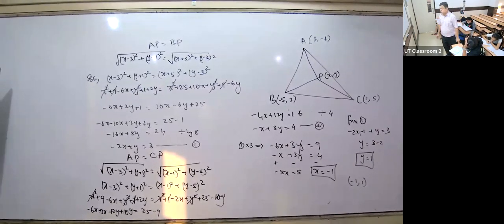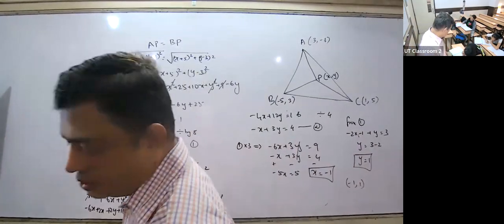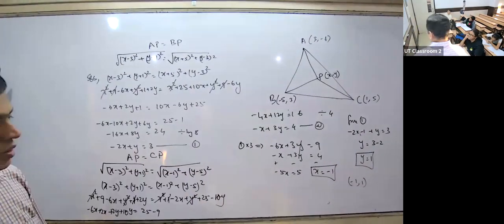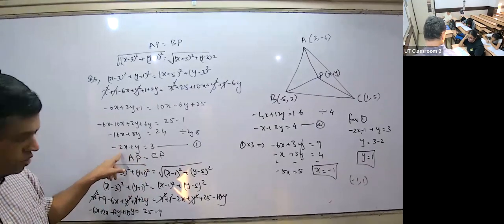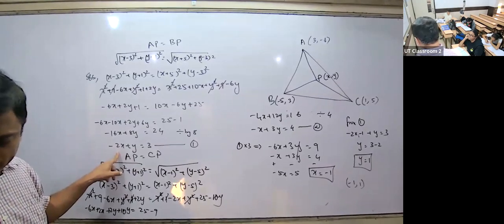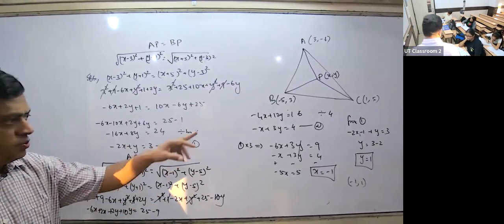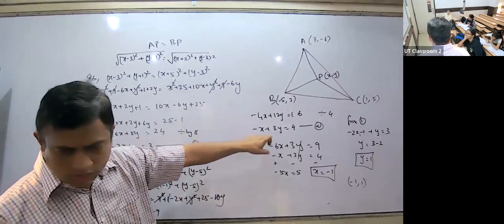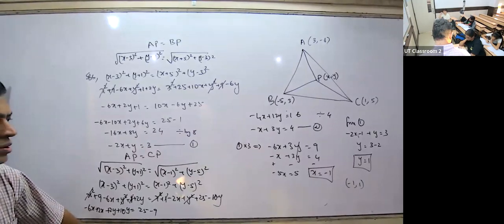Which are the two equations you took? And which are the two conditions you took? Same, AP equal to BP? Yes. And you got this equation? AP is equal to CP, you got this equation? Yes, I got x minus 3y is equal to 4. x minus 3y equal to minus 4 must be.